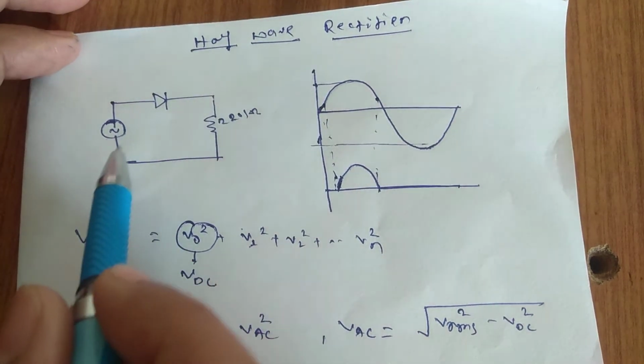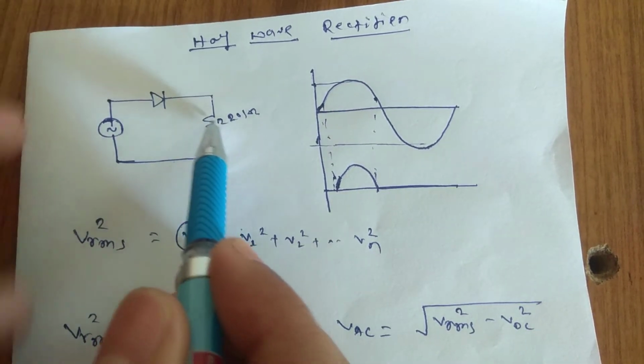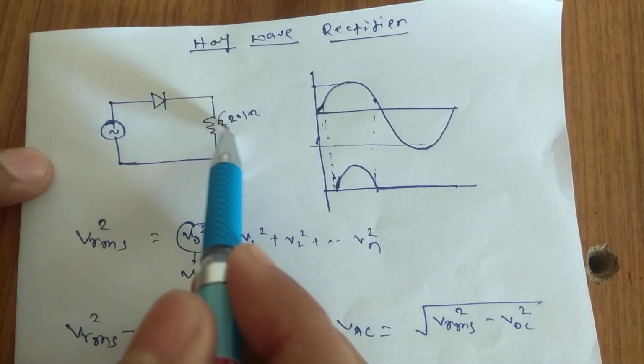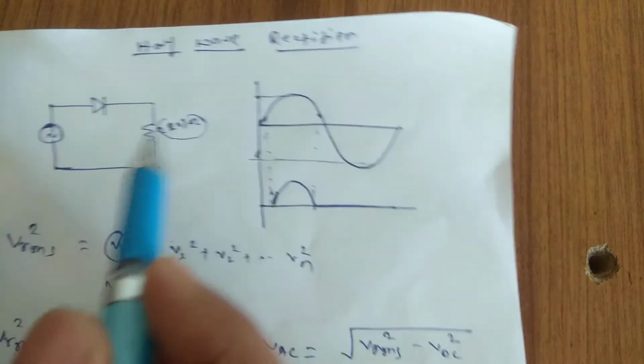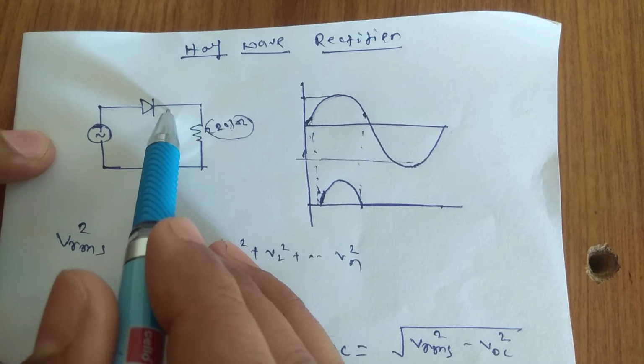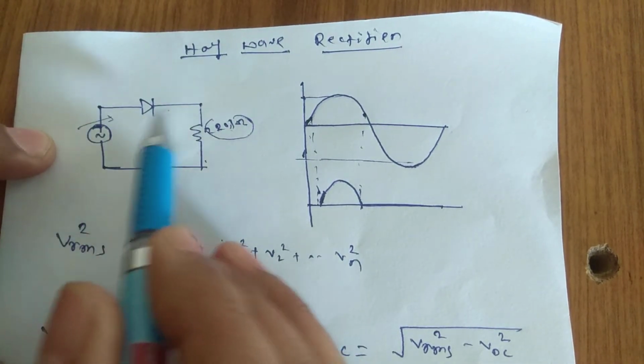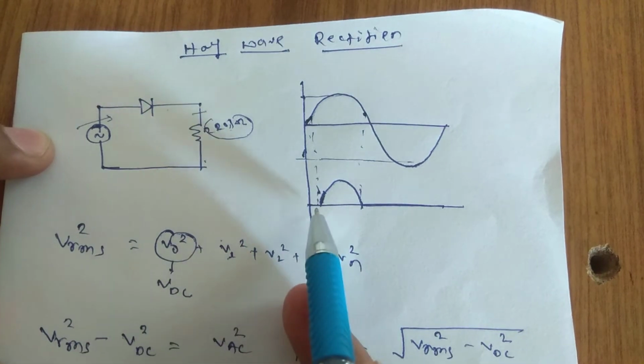This is the half wave rectification circuit. This is the input that we are applying. This is your diode and this is the resistance that we have taken as 22 kilo ohm. When you apply the positive input, the diode is going to be forward biased and you are going to get the same output as the input.